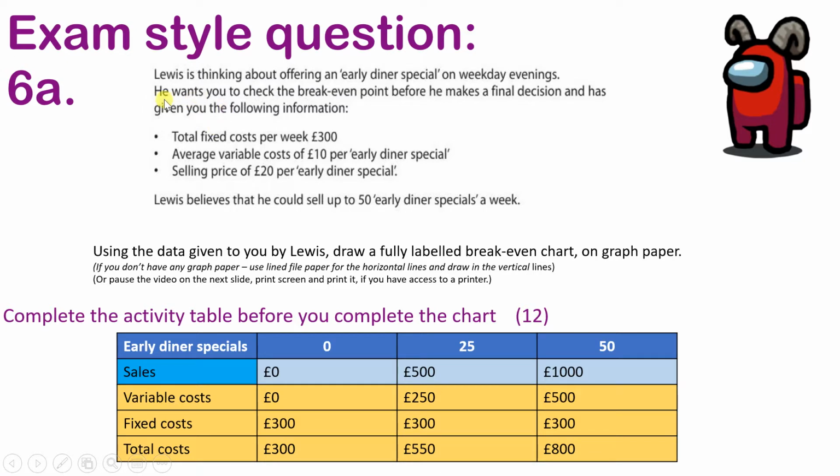(6A) answers. This is about Lewis contemplating whether he can offer his early diner specials. So first of all, we need to complete the activity table below before we can even start to plot his finances onto the break-even chart. Let's look at the first column where there are no early diner specials sold. So you've made no sales and you've not had any variable costs, but you do have to pay £300 in fixed costs. So overall, 0 variable cost plus £300 fixed cost gives you a total of £300.